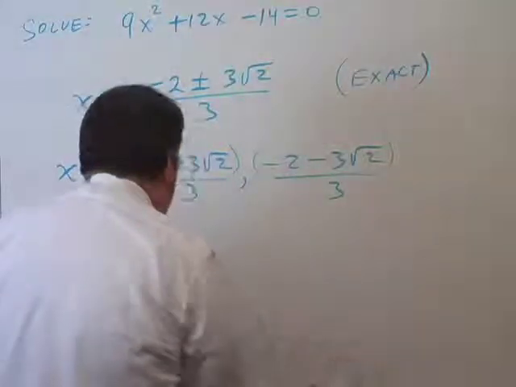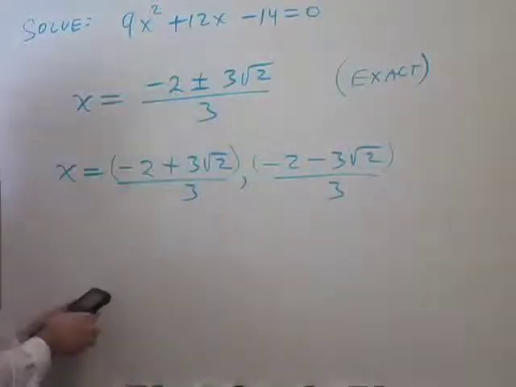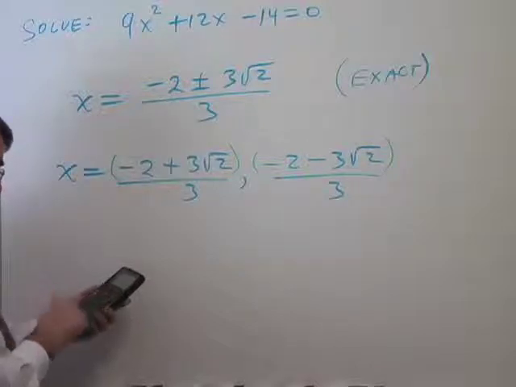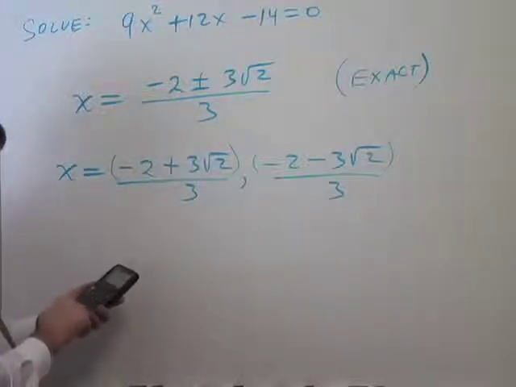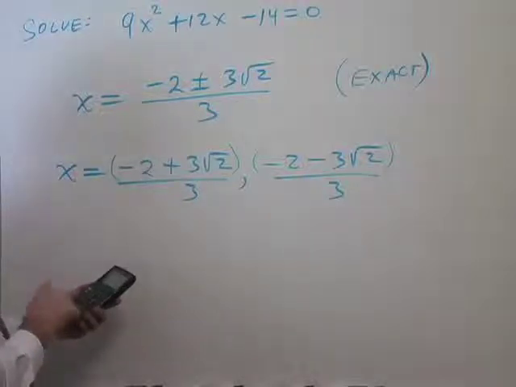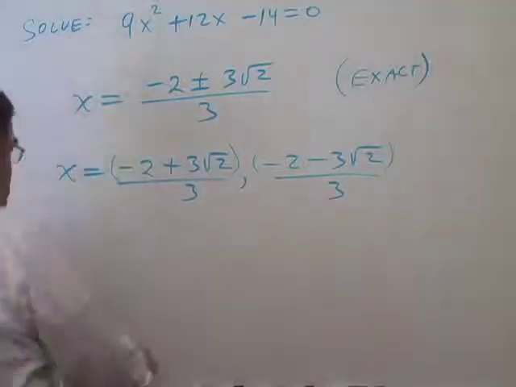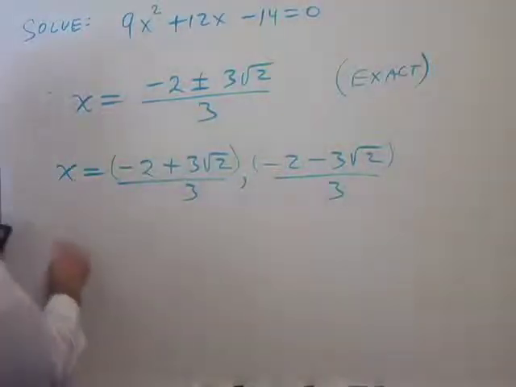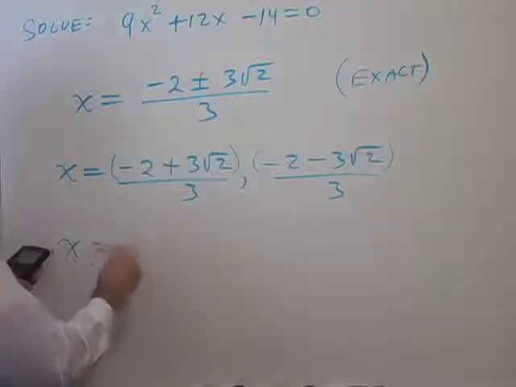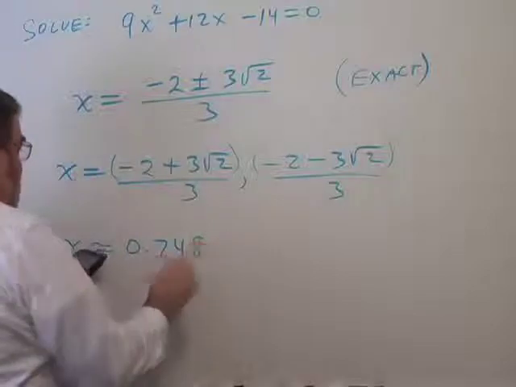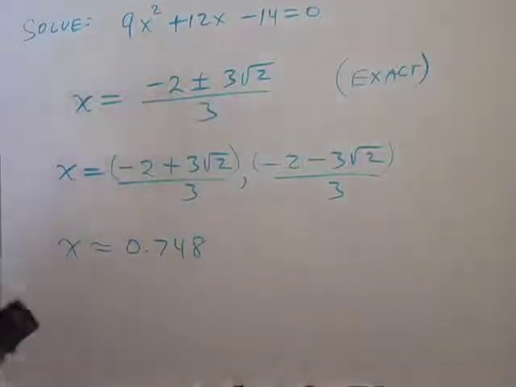All right. So let's see what we get. And you should try this to see if you get the same answers as I do. So negative 2 plus 3 times the square root of 2, divided by 3. And I enter it just as I see it, in that order pretty much on this calculator. It's kind of nice. All right, so the approximate answer, x would be approximately 0.748, and it has to be rounded up.